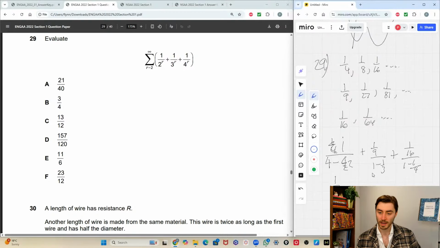Multiply top and bottom by 9. 1 over 9 minus 3 is 6. Multiply top and bottom by 16. 1 over 16 minus 4 is 12. So 6 on 12 and 2 on 12 is 9 on 12 is 3/4, which is B. Okay, lap time.